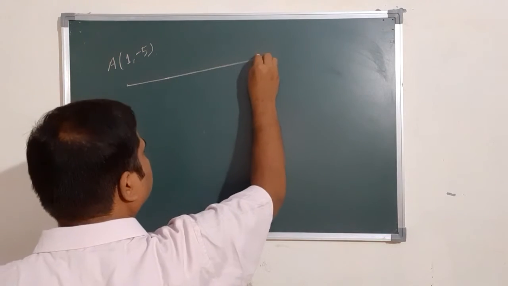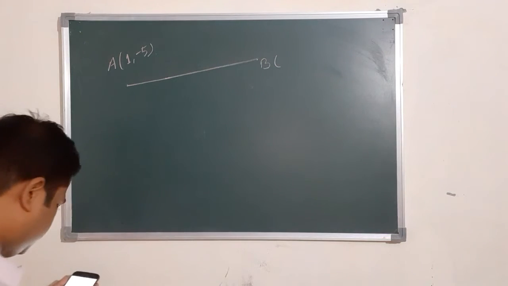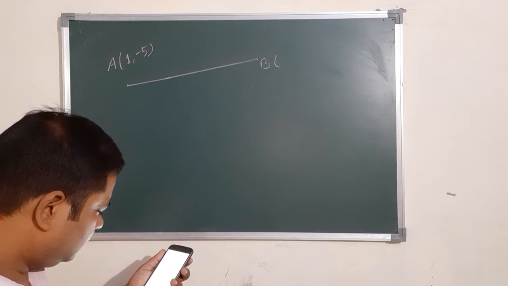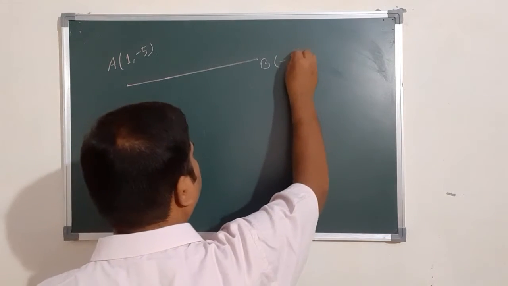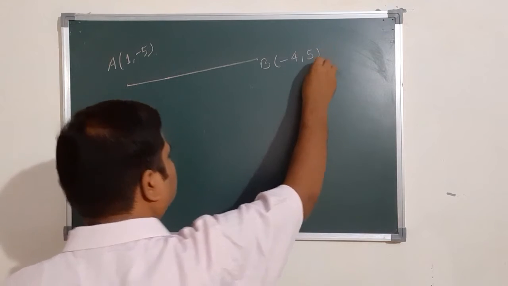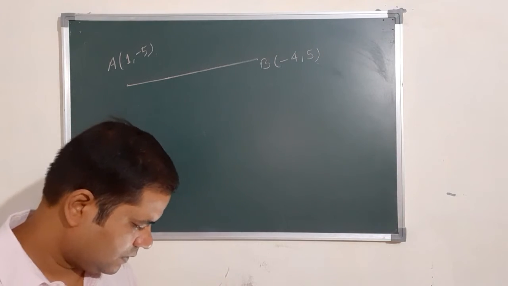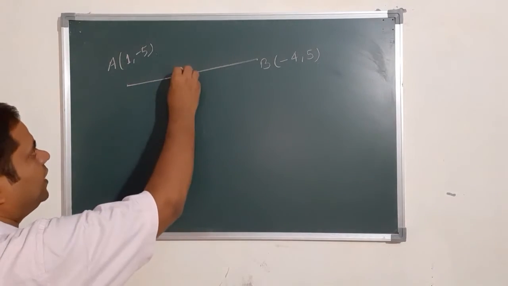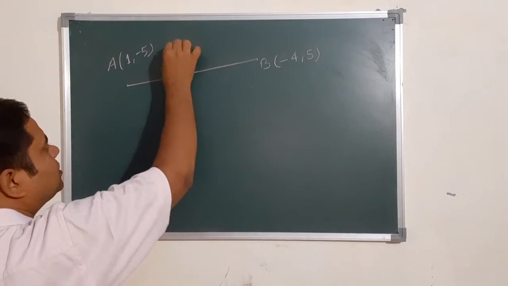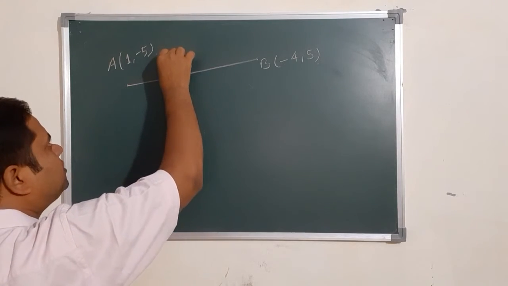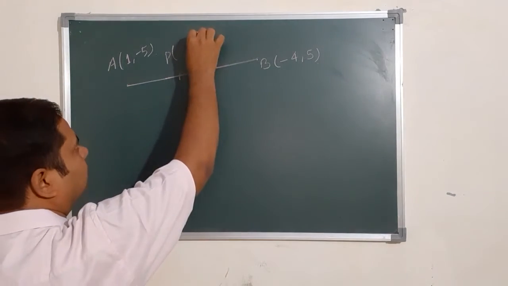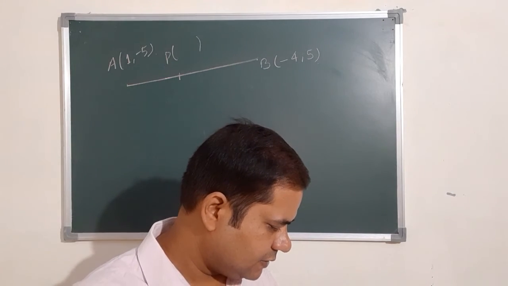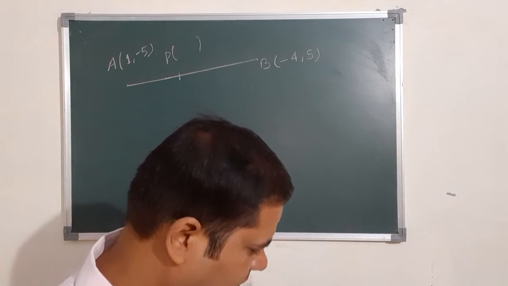and B (-4, 5) is divided by the x-axis. Suppose this is the point which divides this line segment, divided by the x-axis. Also find the coordinate of the point of division.